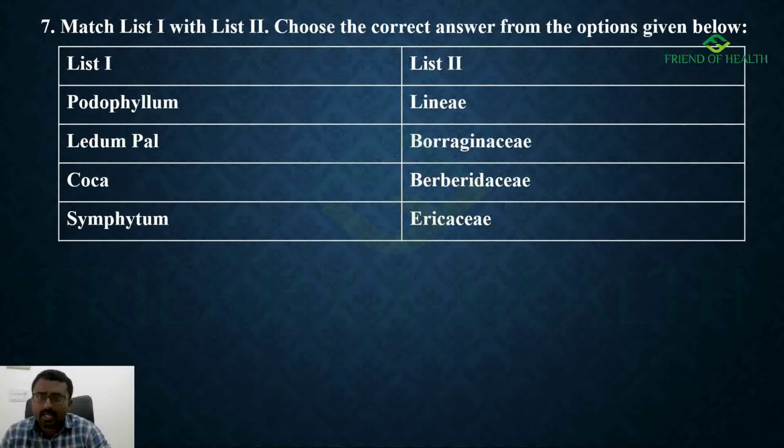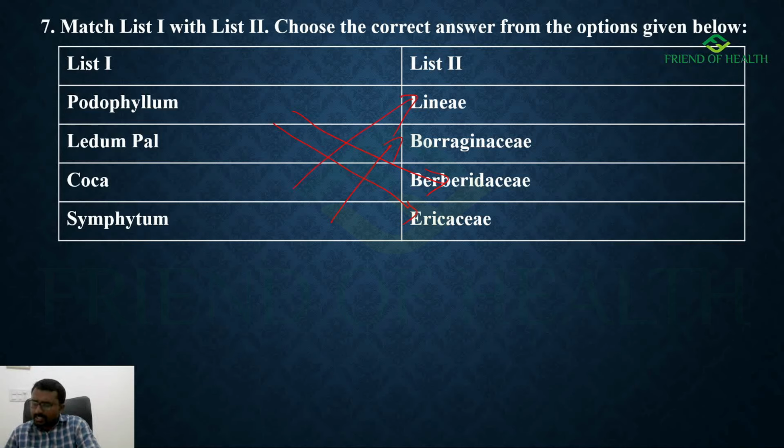Okay. And match list 1 with match list 2. Family names. Okay. Podophyllum, Podophyllum berberidaceae. Then Ledum palustre, ericaceae, Symphytum, boraginaceae, Coca, lineae.